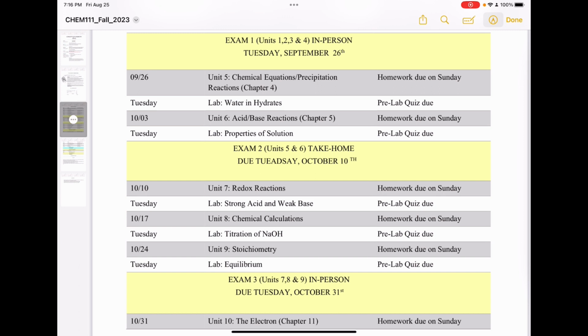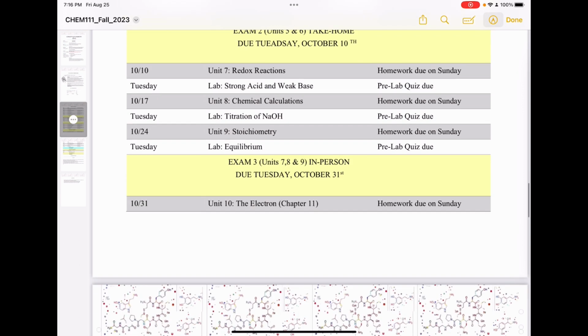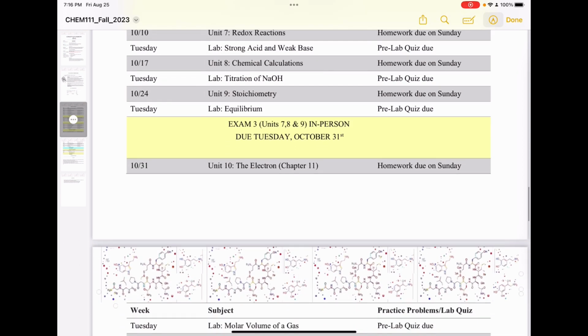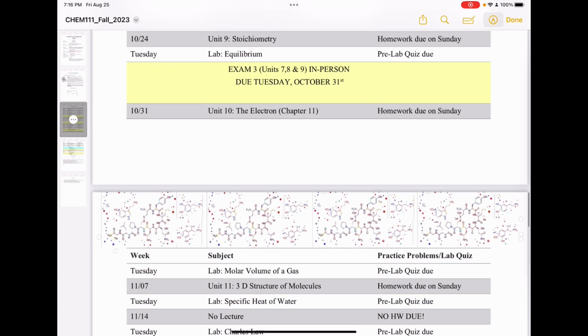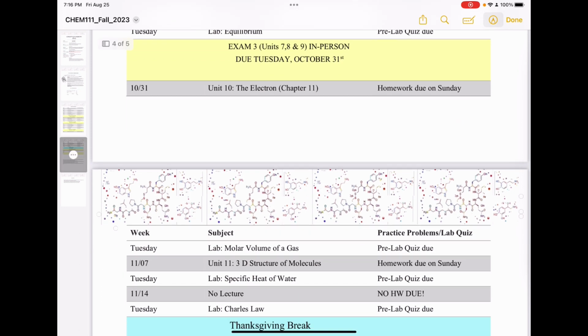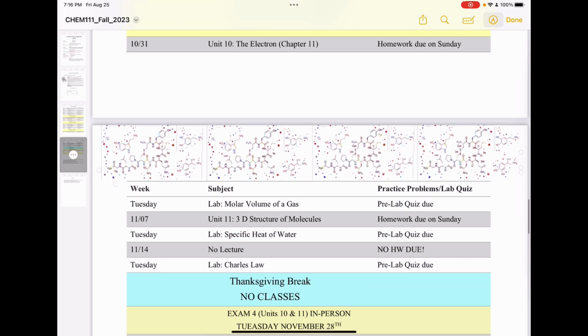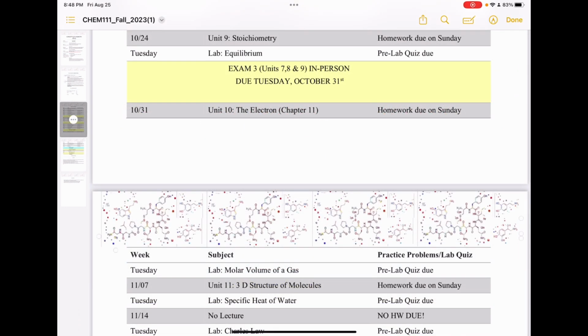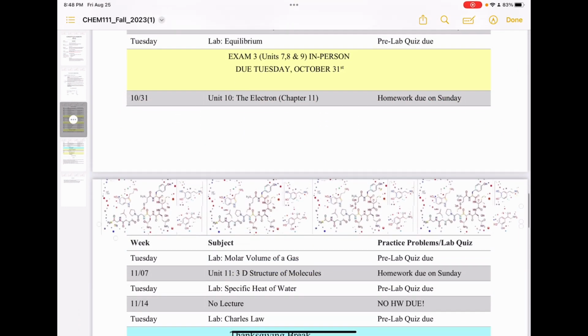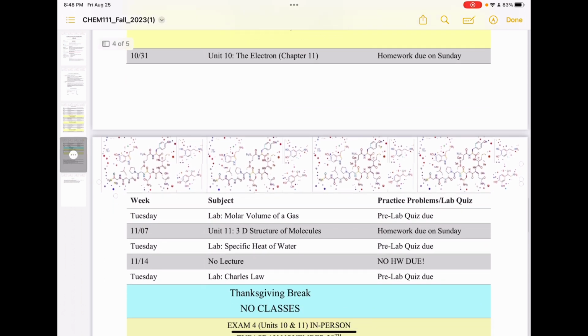Then we'll do exam 2, which will cover Unit 5 and Unit 6, and this will be a take-home, so you'll do that on Active Chemistry. For exam 3, we'll cover Units 7, 8, and 9, and that will be done in person. That's on Tuesday the 31st, which is apparently Halloween. I'm just seeing this now. So it will be a nice Halloween evening, I'm guessing. Once exam 3 is completed, we are basically almost done with the course.